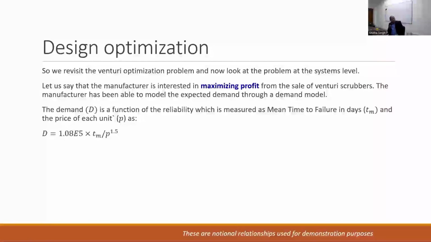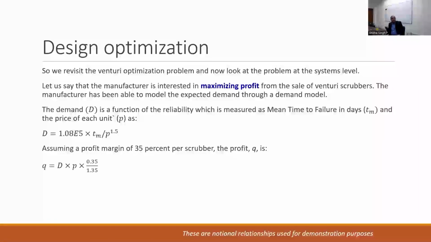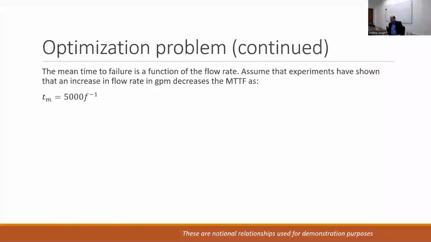And this is just a notional relationship, so don't worry about where it came from. It just makes a little bit of sense that demand will be higher if mean time to failure is higher and the price is lower. Okay? Based on a profit margin of 35% per cover. So this is a profit margin, and then a profit rather.